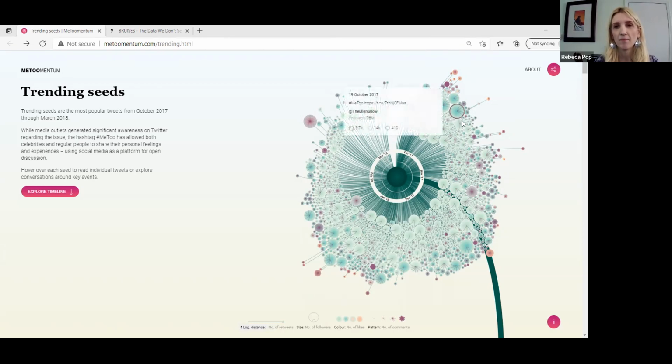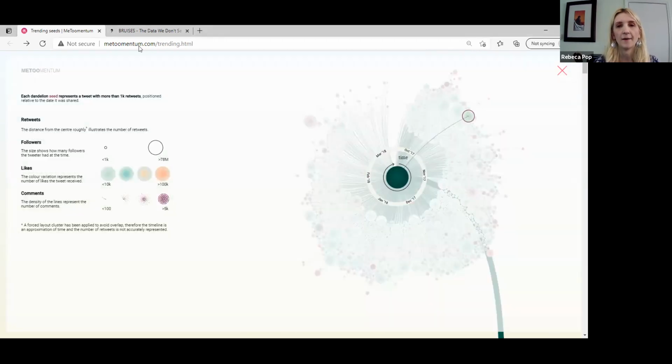And then each bubble has a few levels of data encoding. And there's more information on the side in regards to the legend, how the data is encoded. So one, the distance between the center here and the circle represents the number of retweets. Then the number of followers is encoded in the size of the circle. So the larger the circle, the larger the number of followers of the user.